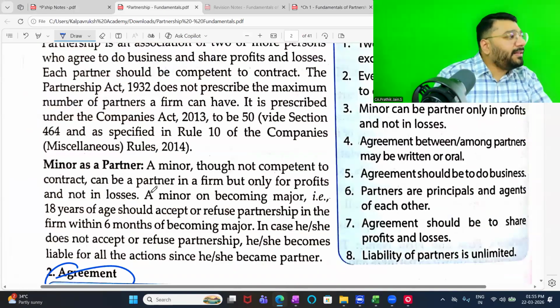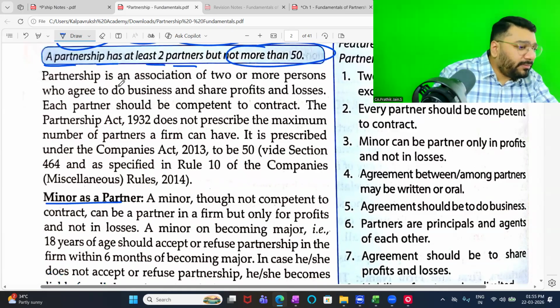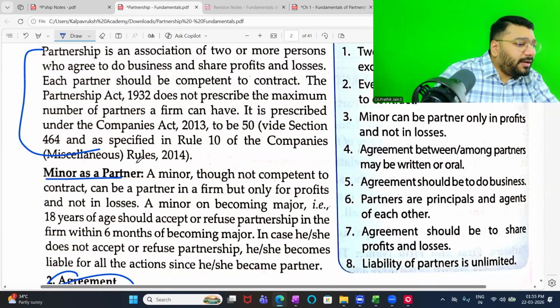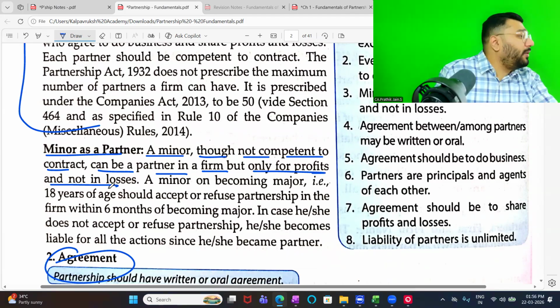Here, the framing this year is a little bit bad, I'll tell you. Now here, directly they went with minor as a partner. This is a different point. Separate point, leave it. Here, directly they went: a minor, though not competent to contract, can be a partner in a firm, but only for profit, but not losses.